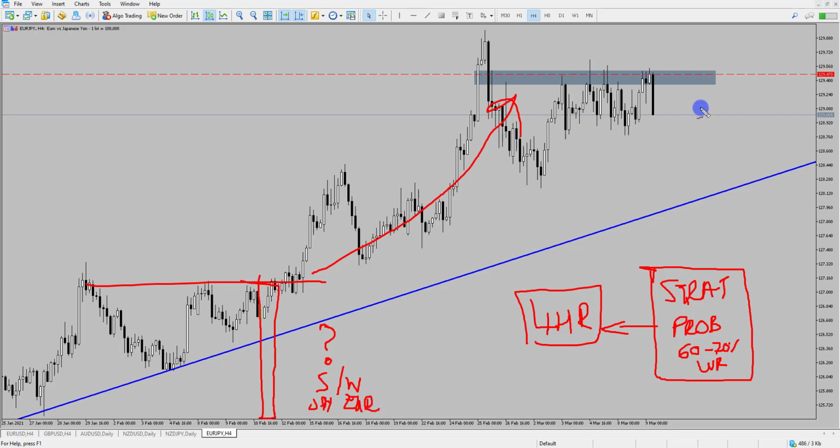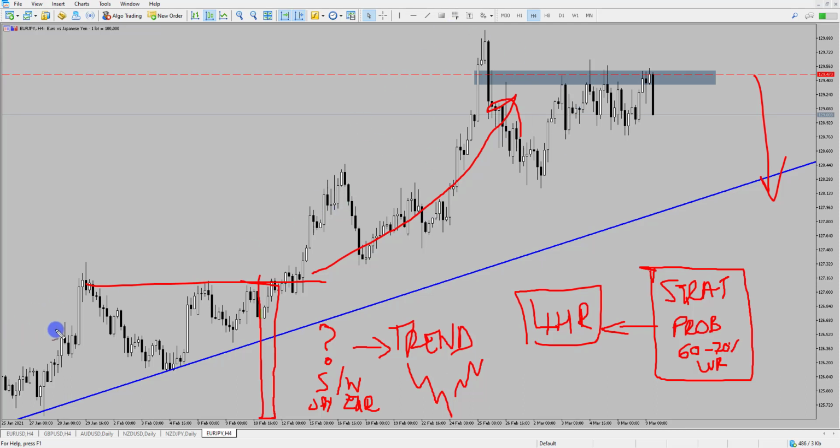So we should see euro yen move down. The next thing I want to do is identify the trend. What is the market doing? I need to identify a trend because I have a trend-based strategy. Is the market making lower lows and lower highs? Is it making higher highs and higher lows?